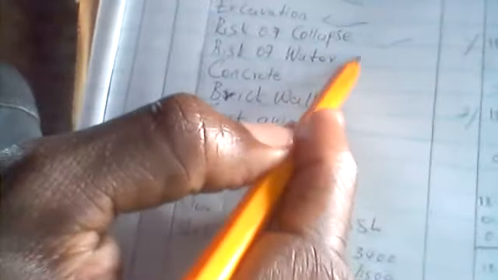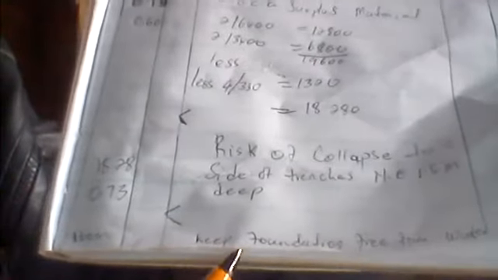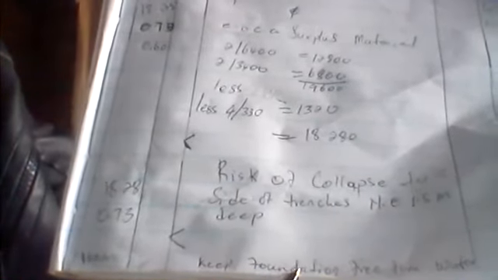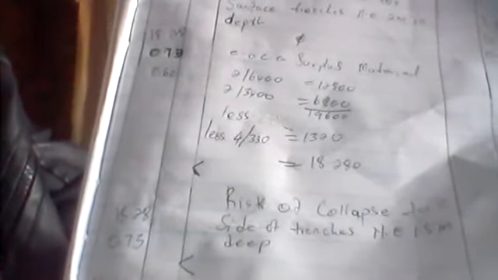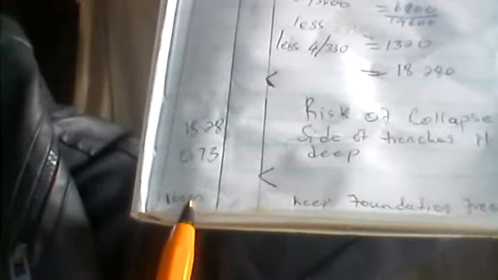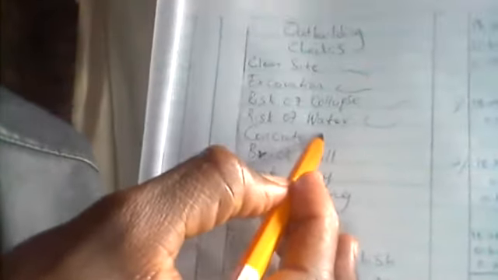We go to risk of water. Under risk of water, you just write keep excavation or foundation free from water, and then you write item. Here you write keep excavation free from water, and then you write item. After risk of water, we go to the concrete.